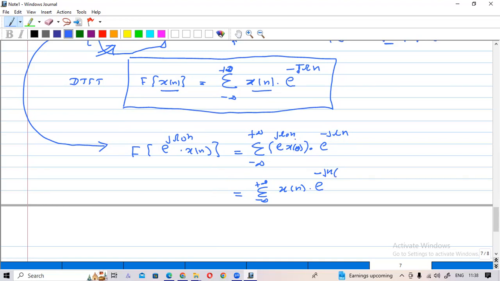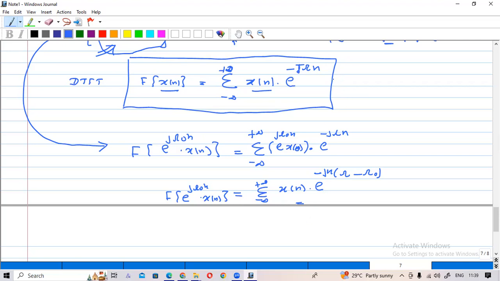Okay, so if you multiply the same base, the powers will be added, no? So here I get the minus. So this will be plus omega naught and this will be minus omega. Okay. So I get this one. So this is the Fourier transform of e to the power j omega naught n xn.